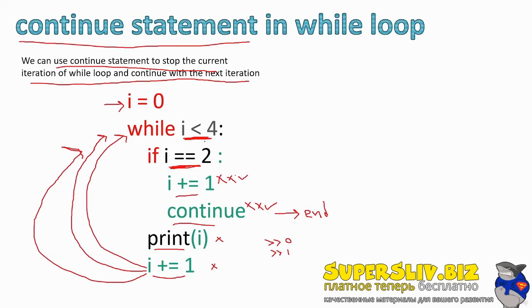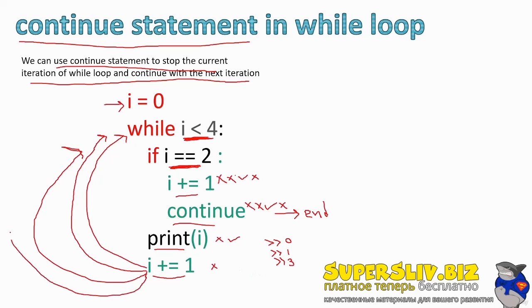Now I is equal to 3. So the condition is still true. I is equal to 3. So this condition is false this time. So these two codes will not be executed this time. It will print I is equal to 3 this time. It will add 1 to the I. Now I will be equal to 4.